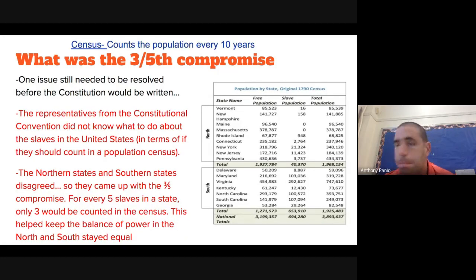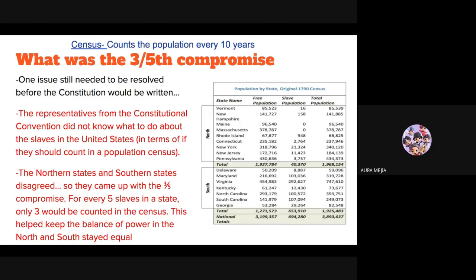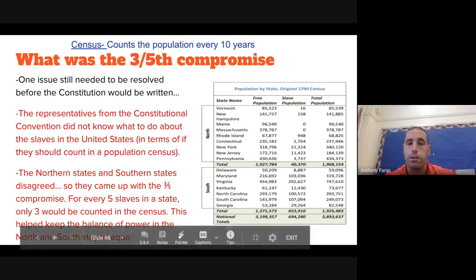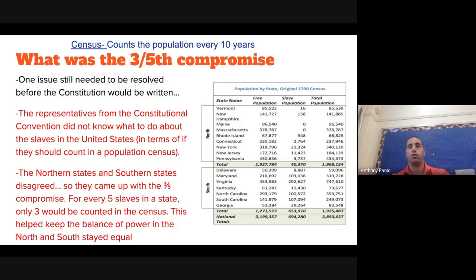Absolutely, Aura, go ahead. I'm just confused on something. Like, which was it, the North or the South that wanted slaves to be counted as a person? Okay, so great question. So here's the tricky thing. The answer is both. And I'm going to go more into this Monday, but essentially, 2 things you need to understand. The more people you have in your state, the more population, the more representatives you have in the House of Representatives. That's a good thing.